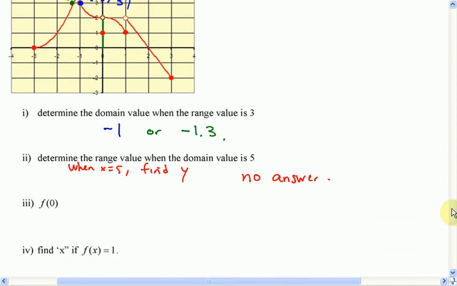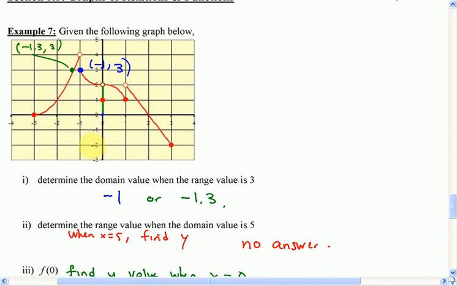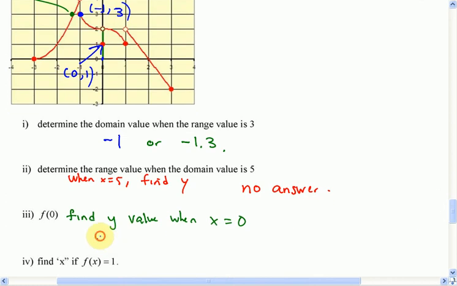Okay, how about the next one? F of 0. Once again, this means find the y value when x equals 0. Yeah, this one's a little bit tricky too. When x equals 0, that is right here. Where's the actual dot that takes place? I see a solid dot and I see an open dot. Which one should I use? Solid. Very good. So this is the coordinate I'm looking for. So therefore the value is 1.